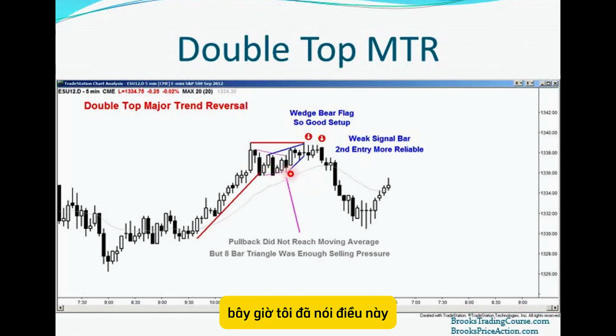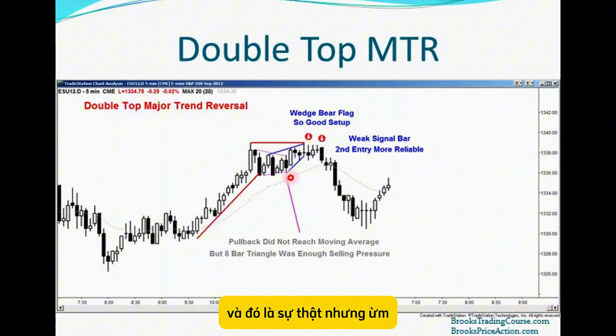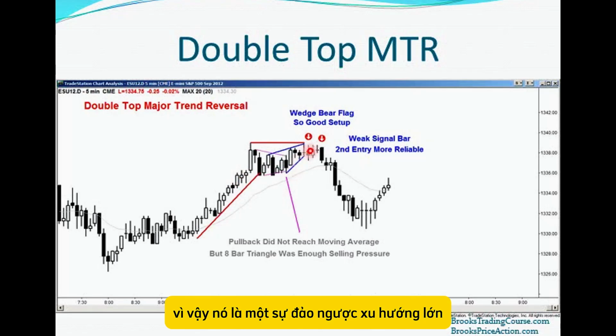Now, I said this pullback did not quite reach the moving average, and it's true, but it's also an 8-bar long triangle. 3 pushes down, 1, 2, 3, and a triangle after a protracted bull trend often becomes the final flag of the bull trend. So it's a major trend reversal and a final flag reversal.